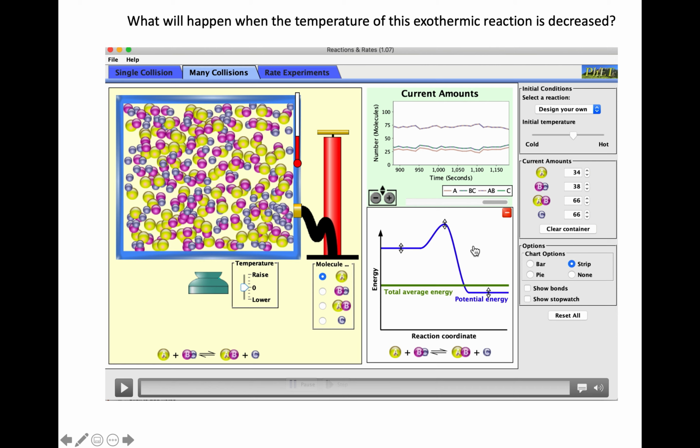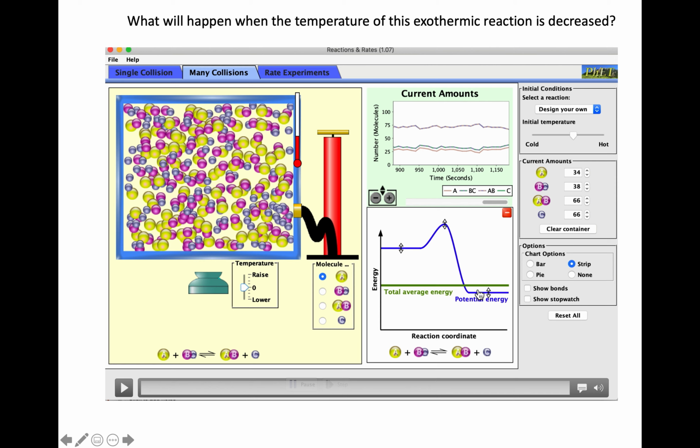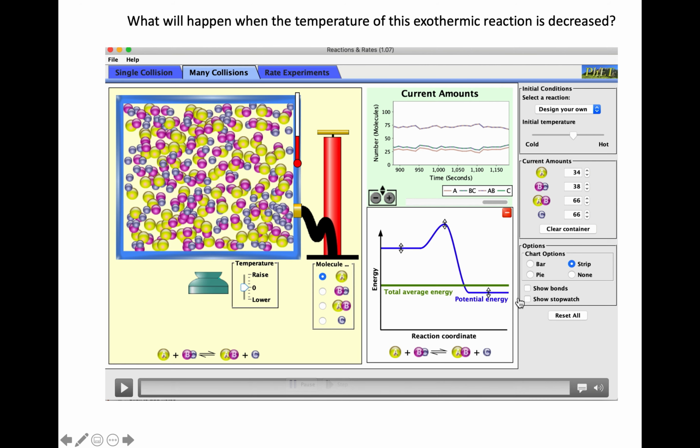And for an exothermic reaction, that means that we lowered the temperature and it put more of the particles then on the product side. So this is one way that you can increase the yield for an exothermic reaction. By lowering the temperature, you're shifting more and more to the product side relative to the reactant side.